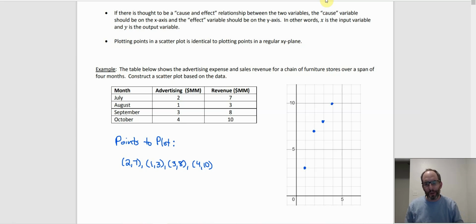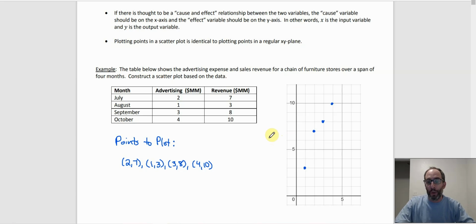So constructing one, if you had to do it by hand, it's just like plotting points in a regular old XY plane, pretty much. But I mean, that kind of makes sense, right? The XY plane is 2-dimensional. This is 2-dimensional because we've got the 2 variables. So then it just kind of ends up being the same sort of concept. So actually making a scatter plot isn't anything too crazy.